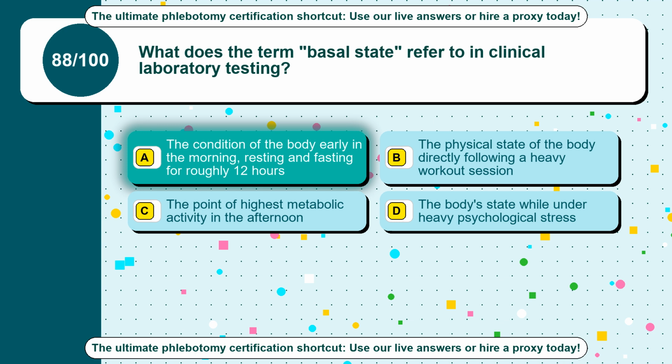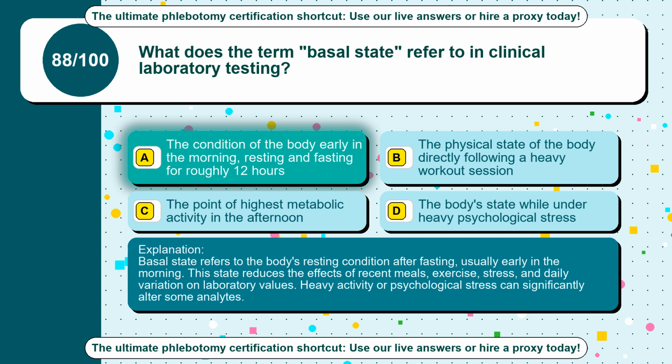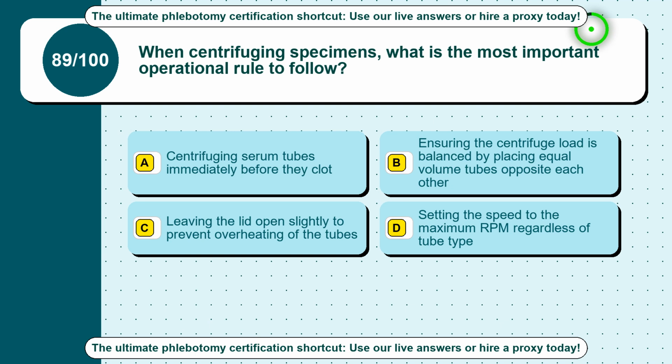12 hours. Basal state refers to the body's resting condition after fasting, usually early in the morning. This state reduces the effects of recent meals, exercise, stress, and daily variation on laboratory values. Heavy activity or psychological stress can significantly alter some analytes. Question 89. When centrifuging specimens, what is the most important operational rule to follow?